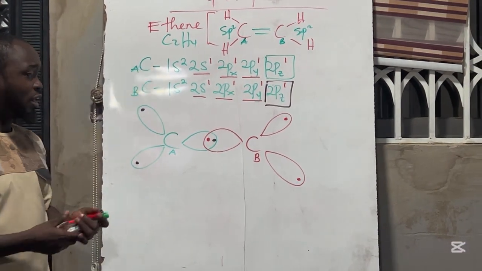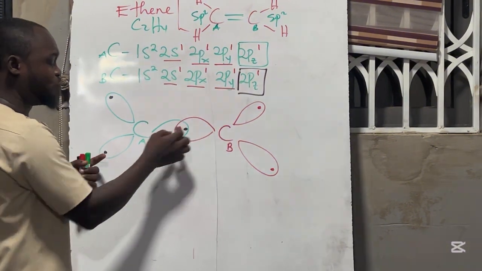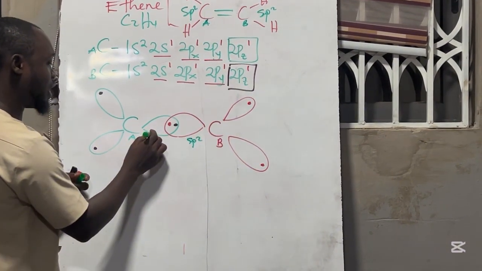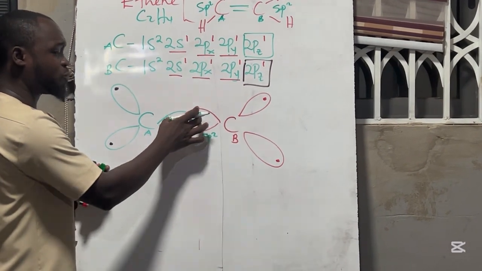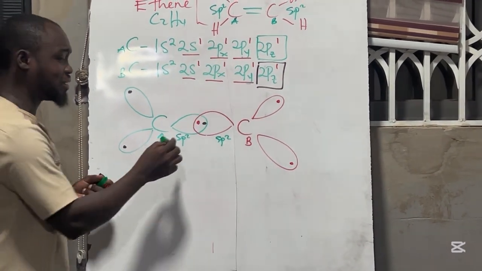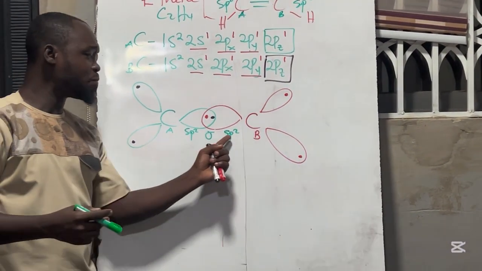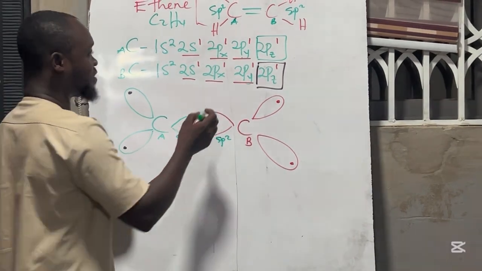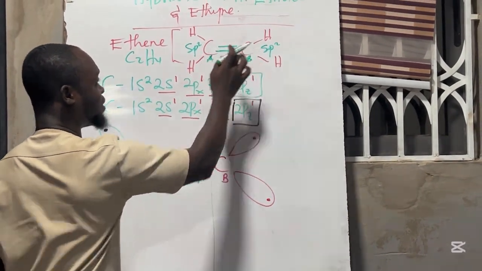Is that okay? Now you could see that there is a linear overlap between these two sp2 hybridized orbitals. This is sp2 in carbon A, and this is sp2 in carbon B. There is a linear overlap here which forms a bond. That bond is known as a sigma bond. So there is an sp2 sigma bond formed between these two carbon atoms. And that is the first of the double bond between this and then this one here.